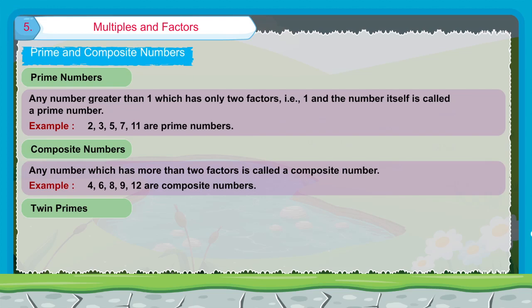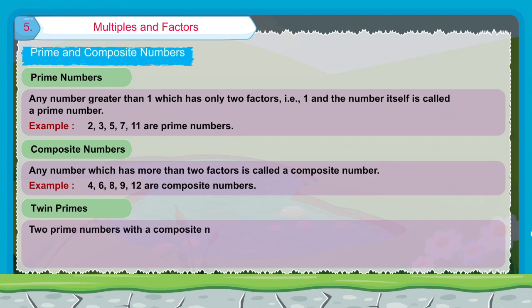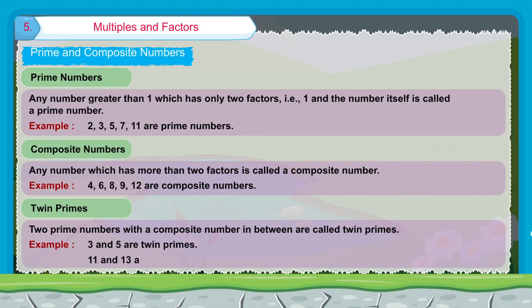Twin primes. 2 prime numbers with a composite number in between are called twin primes. Example: 3 and 5 are twin primes. 11 and 13 are twin primes.